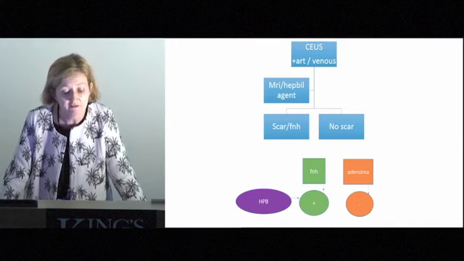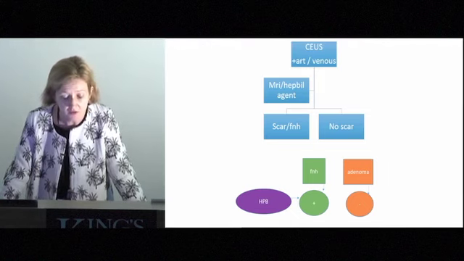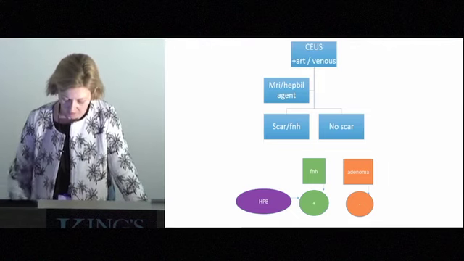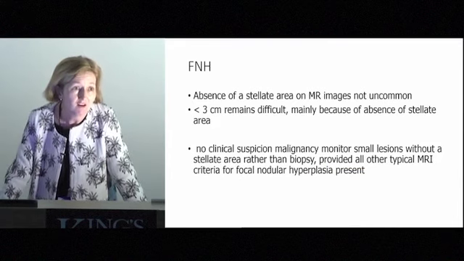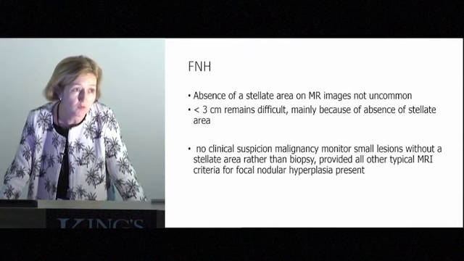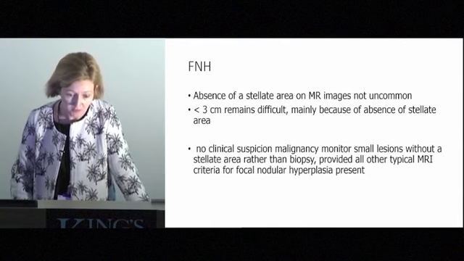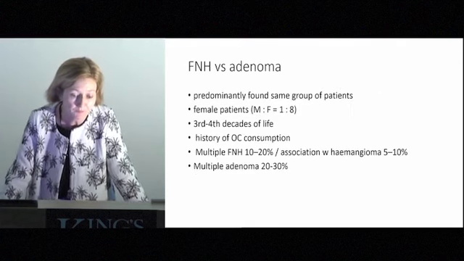And if on the delayed phase it's holding on to it, it is usually going to be an FNH, and if it's not holding on to it, it is usually going to be an adenoma. We won't always see a scar in FNH. Generally, if they're bigger, we will see a scar. If it's smaller, we may not see a scar. It doesn't mean it isn't one. It just means we need to follow it up a bit more closely for the beginning.